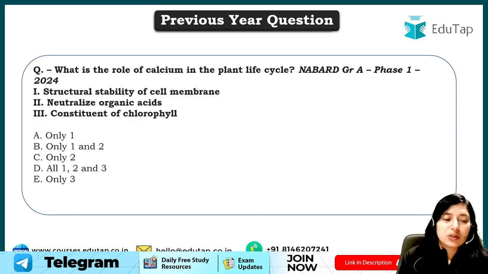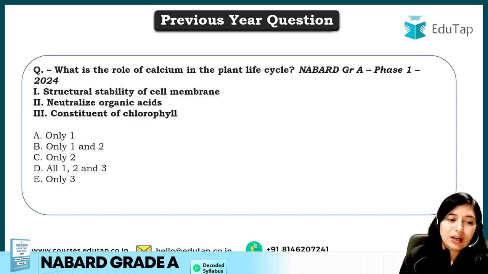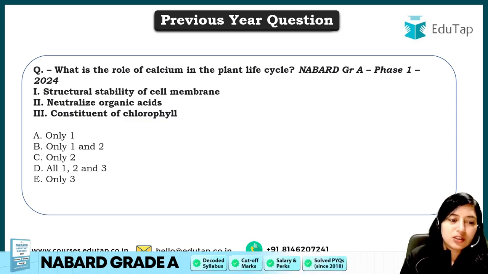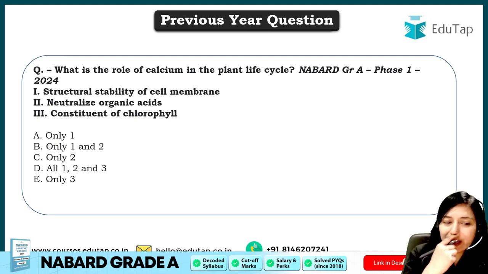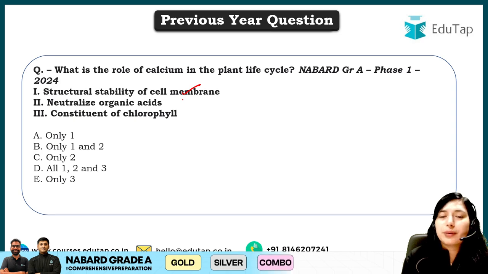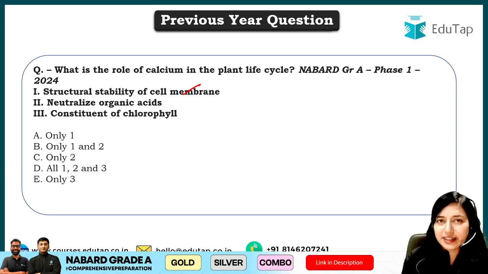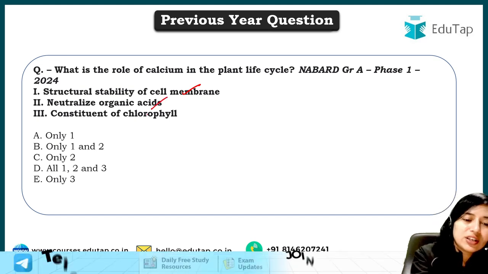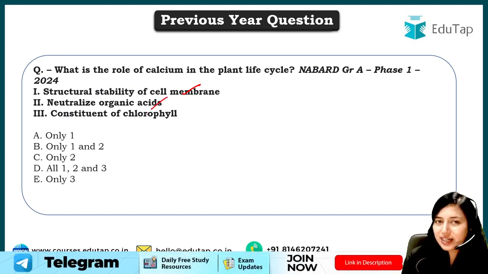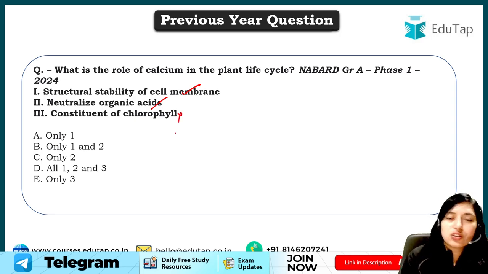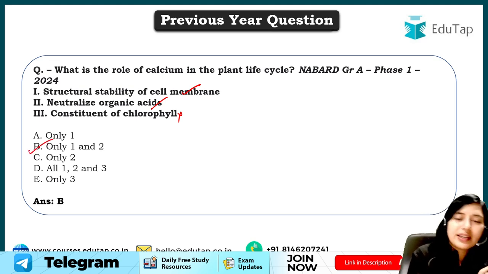Chalo. Now coming to this question which was asked to you in your 2024 examination. What is the role of calcium in plant life cycle? You have been given: structural stability of cell membrane, neutralize organic acid, constituent of chlorophyll. So students, we have understood that calcium is important for maintaining structural integrity of cell membrane, right? It neutralizes organic acids, right? ये काफ़ी enzymes में involved होता है, but it is not a constituent of chlorophyll, right? So answer here will be option B, only 1 and 2.